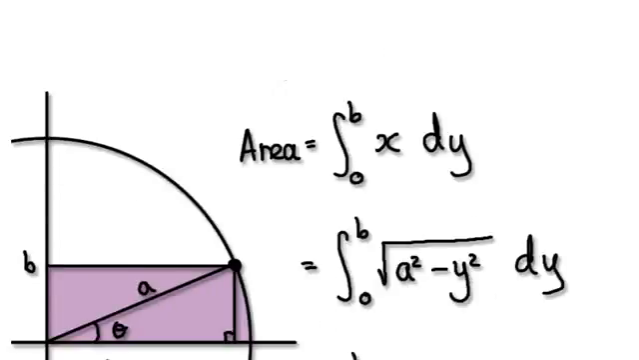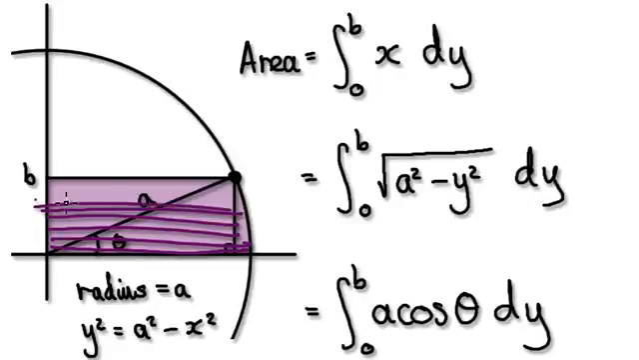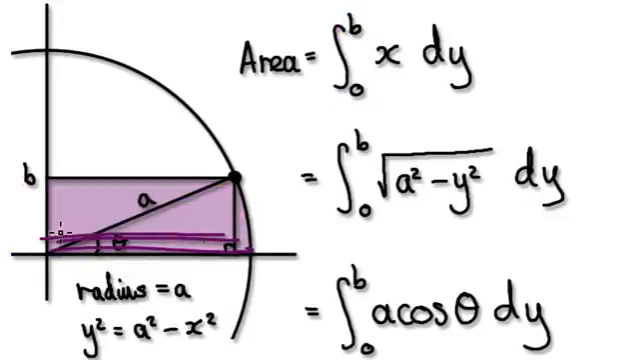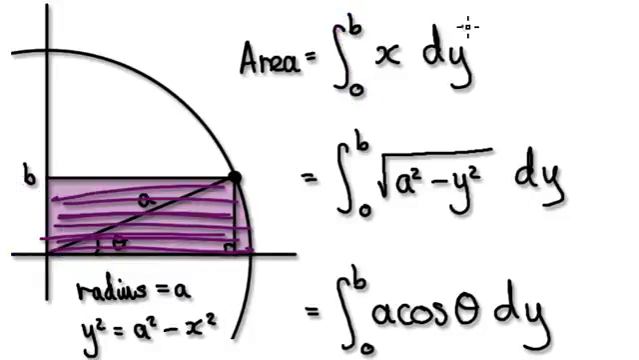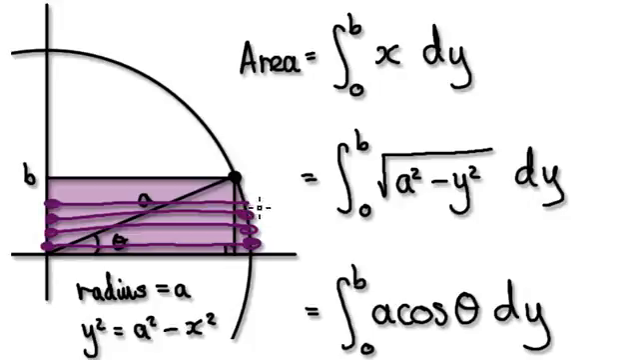Following on from the previous video, we got to this stage where we were trying to find the area of this. The way we find the area is by summing up all the slices from 0 to b. As we sum up all the slices, we are moving in the y direction, and at each step of the way in the y direction, we need to know the x length from here to here.